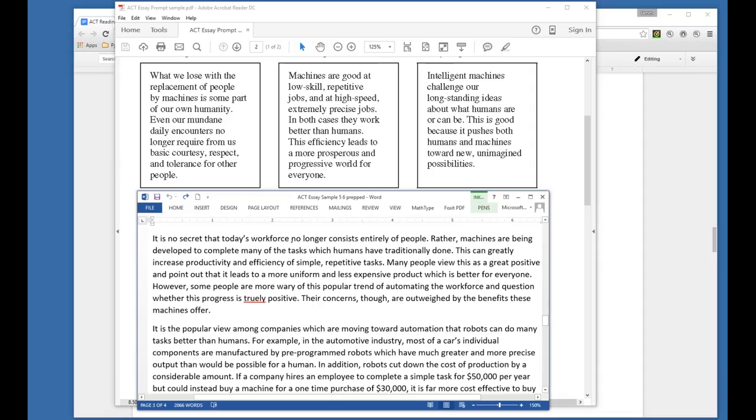It is no secret that today's workforce no longer consists entirely of people. Rather, machines are being developed to complete many of the tasks which humans have traditionally done. This can greatly increase productivity and efficiency of simple, repetitive tasks. Many people view this as a great positive and point out that it leads to a more uniform and less expensive product, which is better for everyone. So what perspective has the author kind of taken the side of here? Which perspective is this, where machines are a great thing? Yep, P2. So this is kind of like a P2.